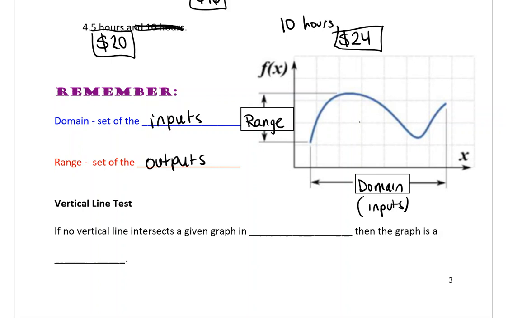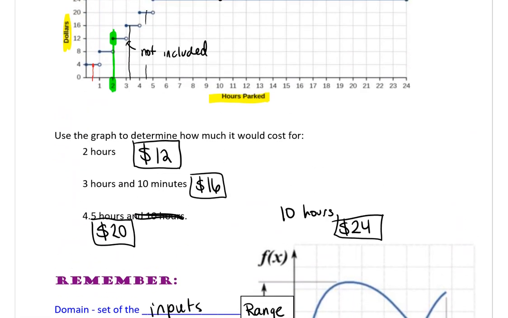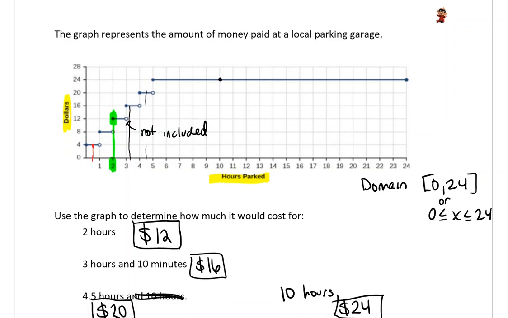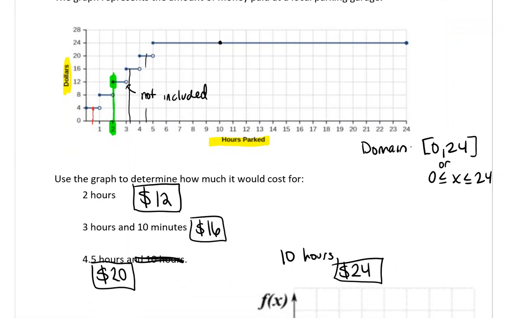Okay. So if we were to go back to this one, the domain here were the inputs, and that was hours from 0 to 24. You could go with interval notation like that, or you could write 0 is less than x is less than 24. Okay, inequality notation or interval notation, depends on what you're more comfortable with. The range is a little spicier here on this one.